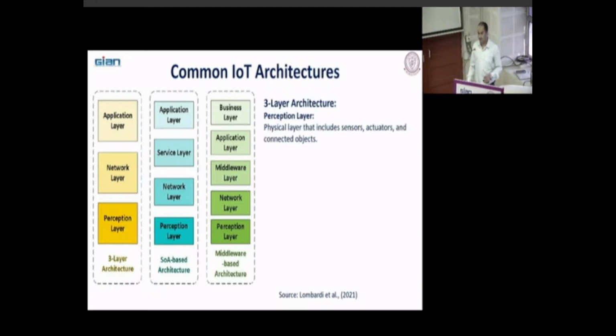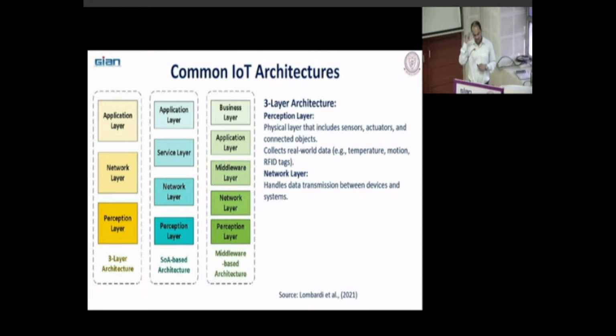Perception layer, the physical layer, includes sensors, actuators, and connected objects. It collects real-world data. It could be temperature, motion, RFID tags, location, all those things. Once the data is collected, the network layer handles data transmission between the devices and your IoT systems. It uses various communication technologies like Wi-Fi, 5G, Bluetooth, LoRa, and so on.